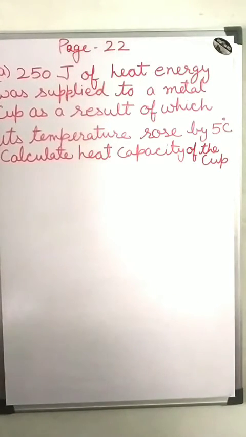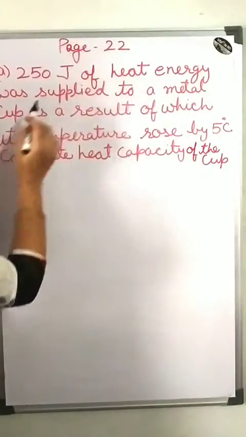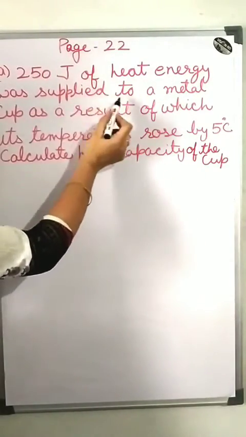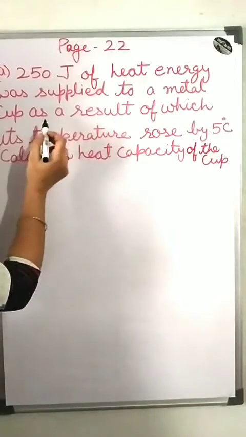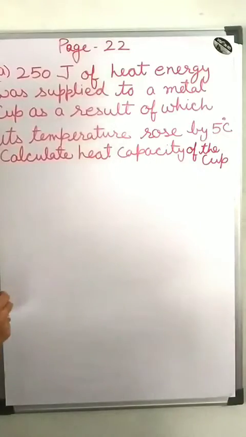Today I explain you numericals based on the property of heat. Here we have the question: 250 joule of heat energy was supplied to a metal cup, as a result of which its temperature rose by 5 degrees Celsius. Calculate heat capacity of the cup.